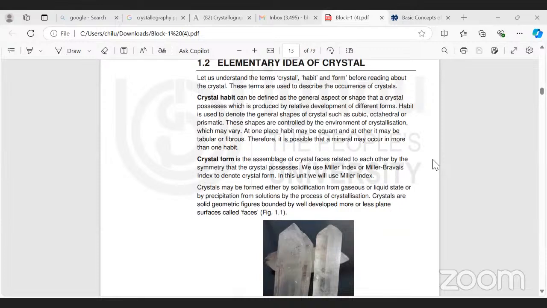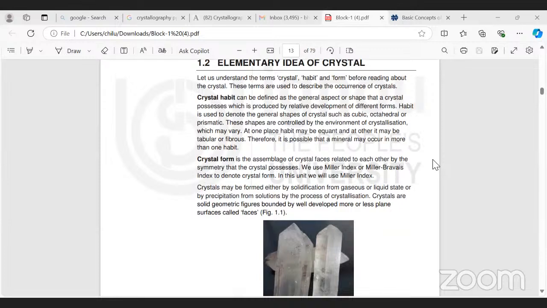So it depends on the environmental conditions at the time of crystallization. Different crystals have different structures, and depending on the temperature and the pressure at the time, the crystallization will be done. So according to that, the crystals are formed in different structures.